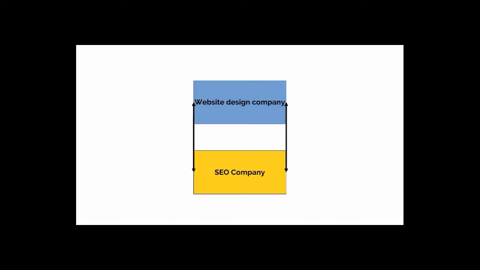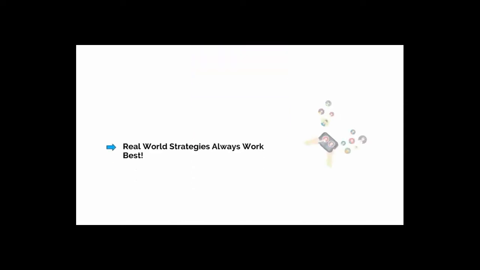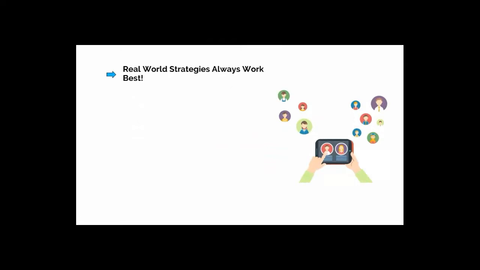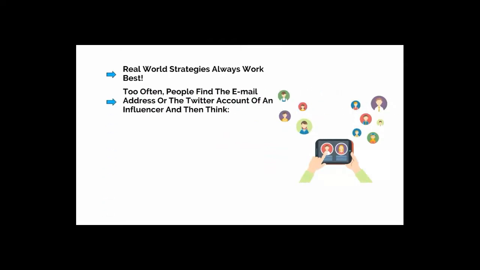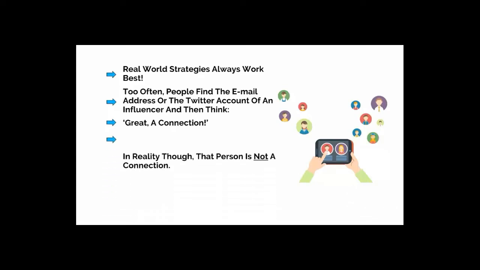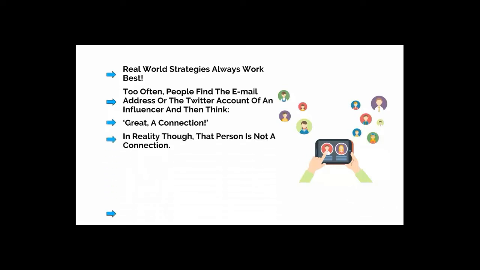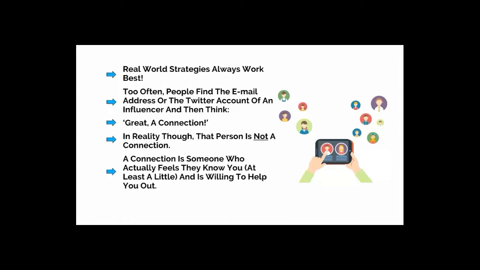Here's a quick tip for any kind of influencer marketing. Real-world strategies always work best. Too often people find the email address or the Twitter account of an influencer and think, great, a connection. In reality though, that person is not a connection. A connection is someone who actually feels that they know you, at least a little, and who is willing to help you out. You can accomplish this in 2 minutes if you meet someone in person, whereas it takes a lot longer to get to that level via emails.